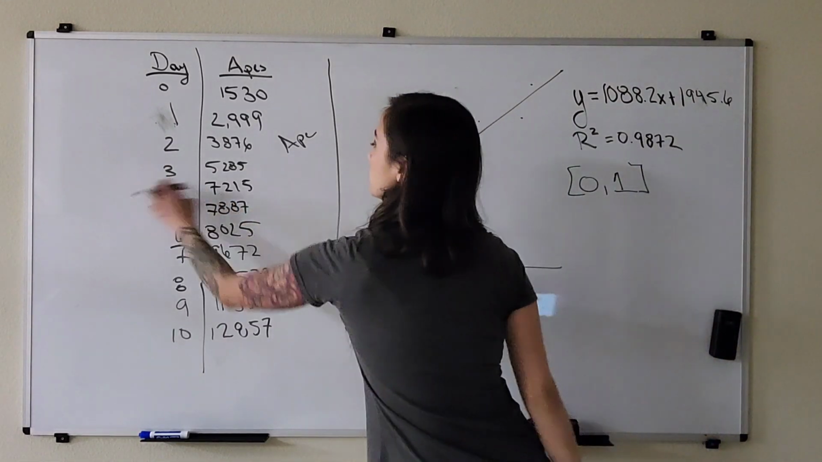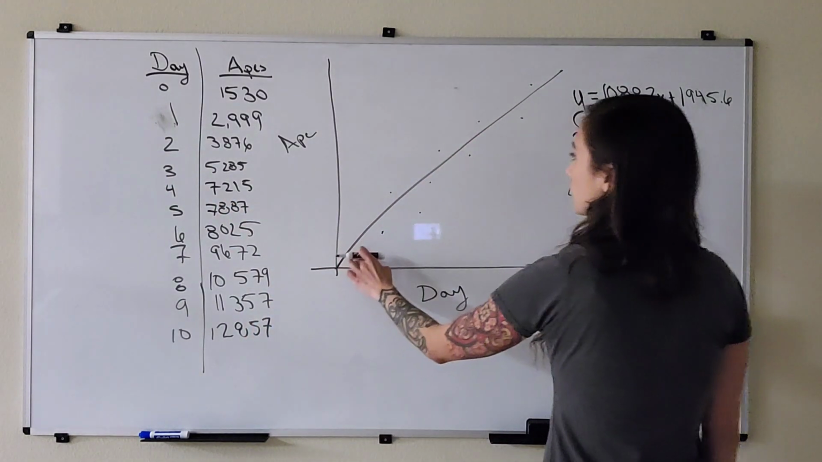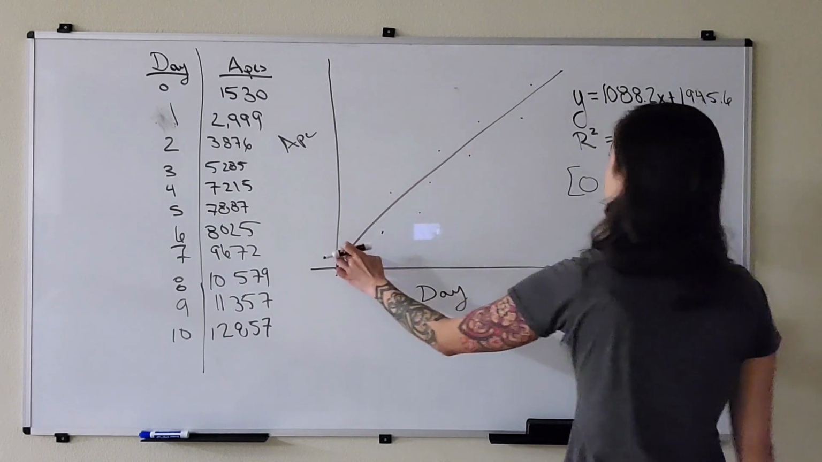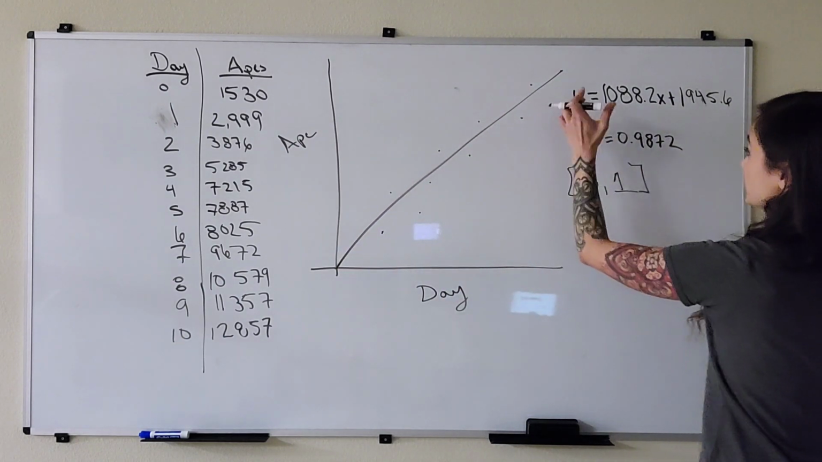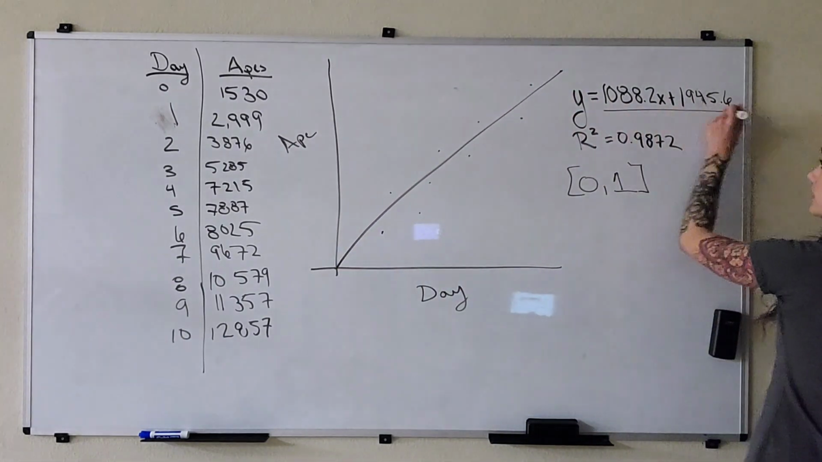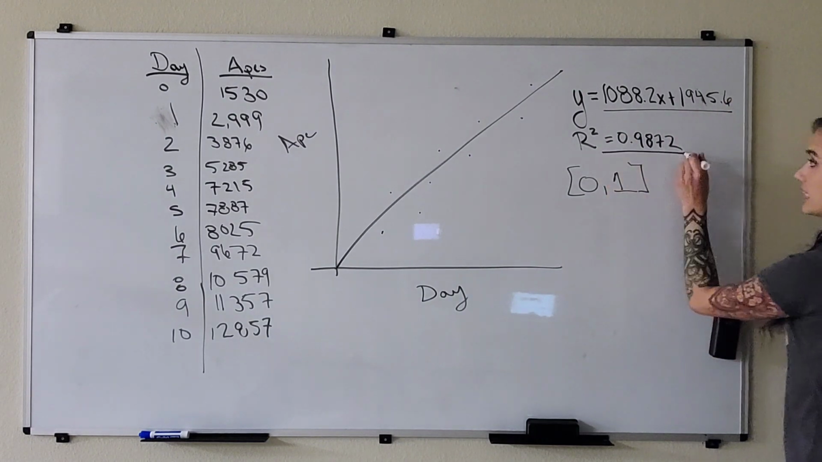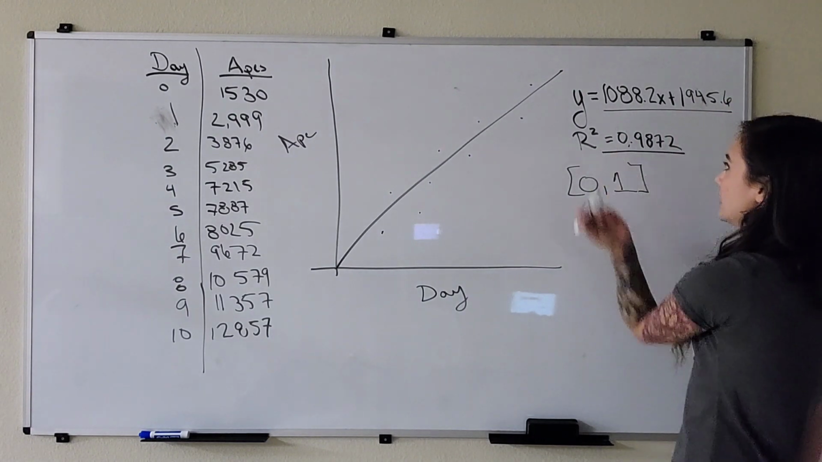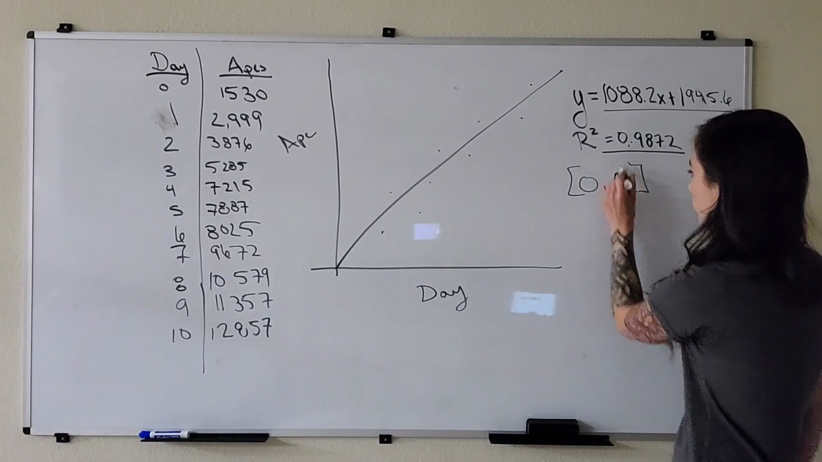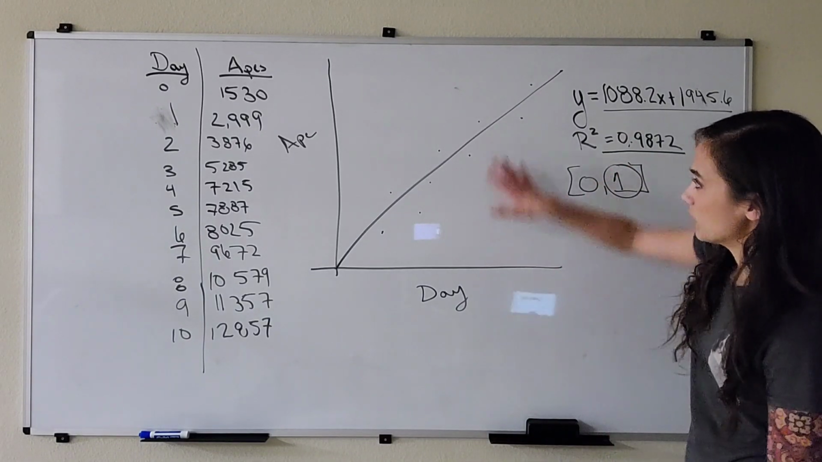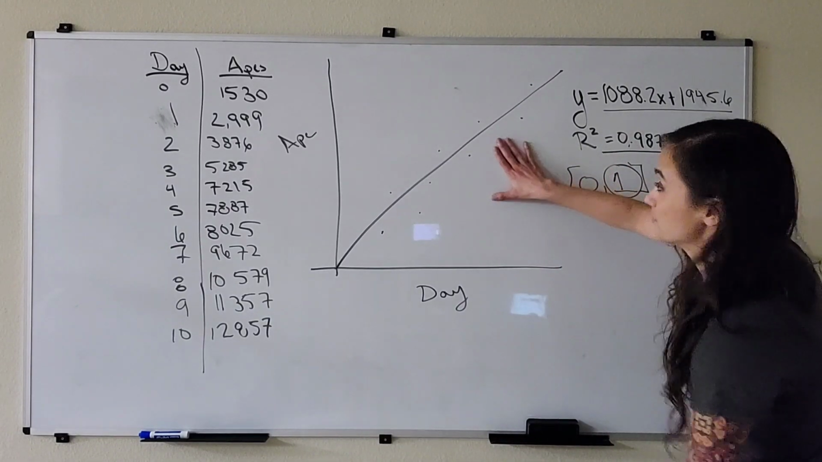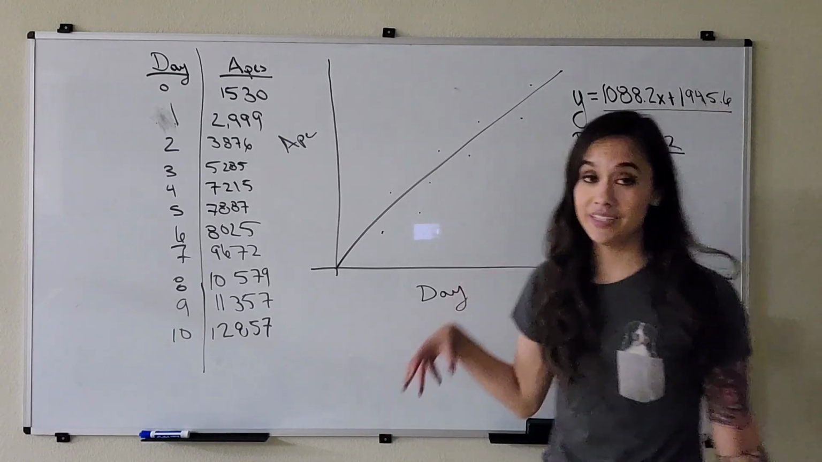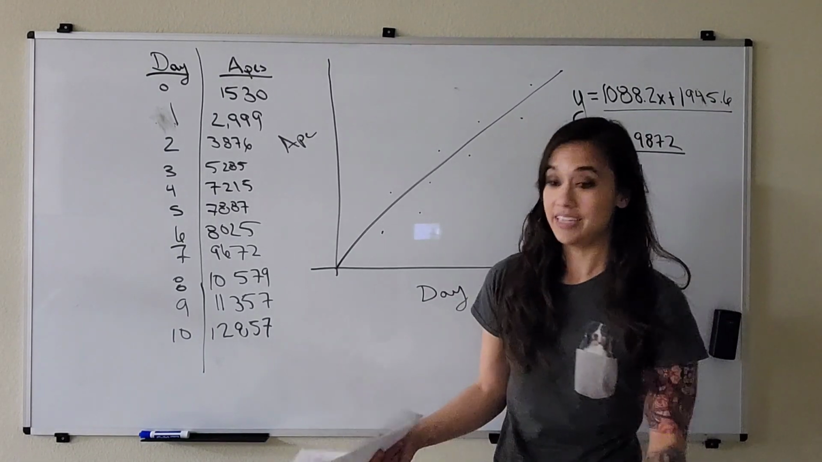So for this table that we made, with our regression line, which is equal to this line right here, we have an R squared of 0.9872. Because 0.9872 is very close to 1, this regression line is great at determining the number of apes that will be there on any given day.